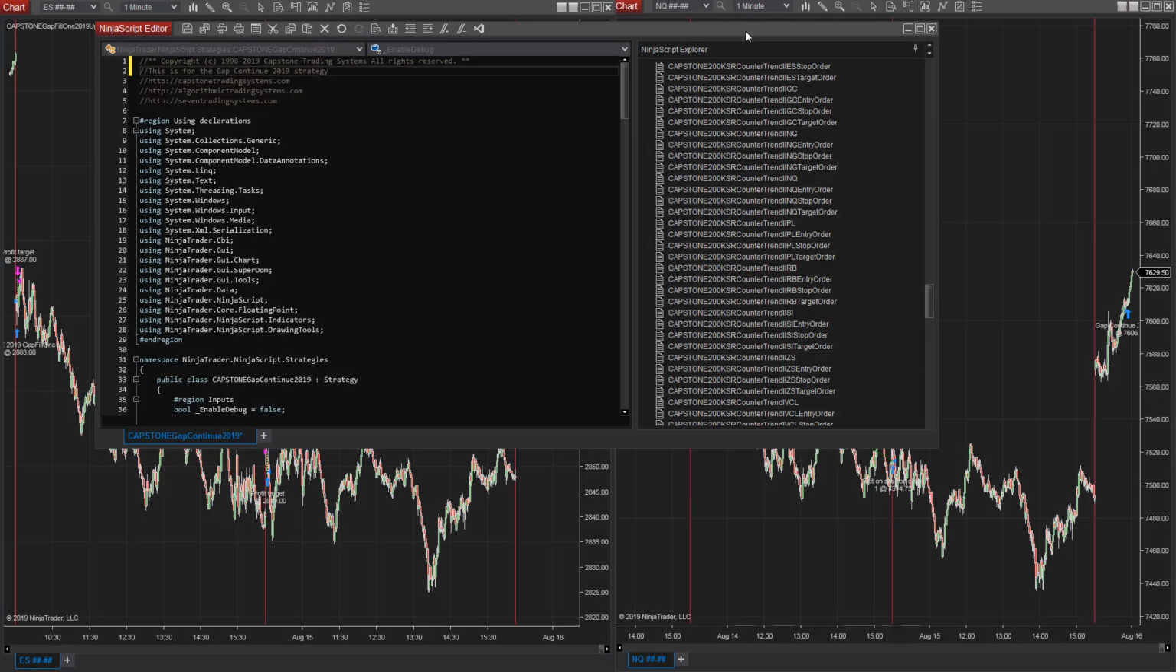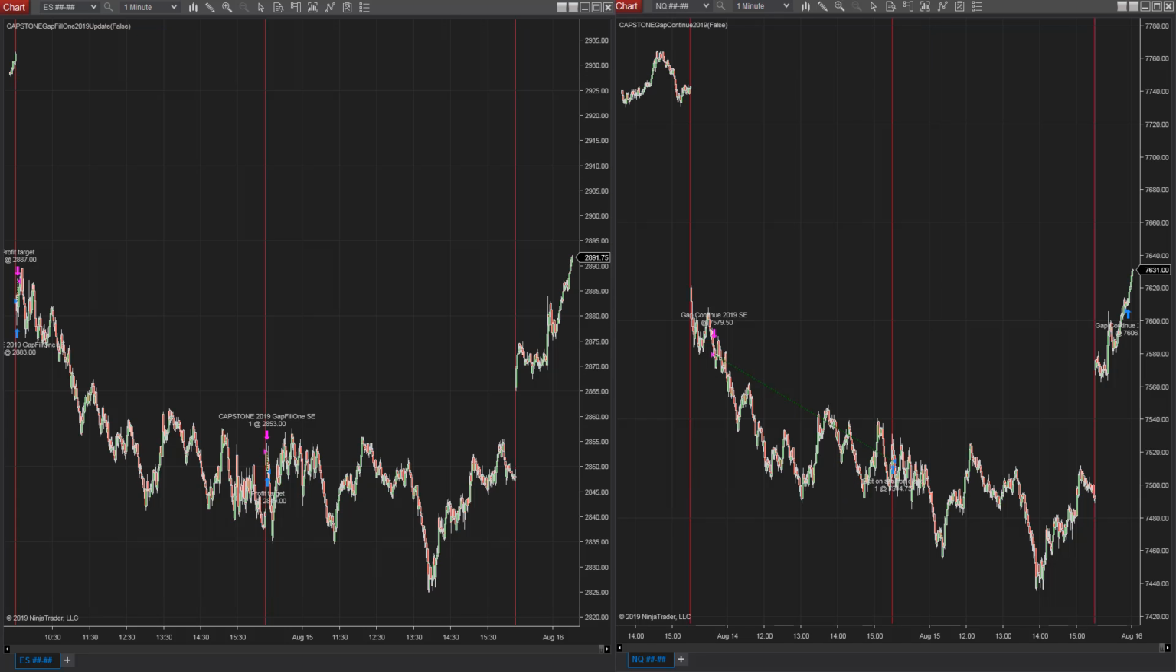So I finished the update for Gap Continuation 2019 for NinjaTrader 8. I'll be uploading that to the members area today for 7 trading systems for the S&P futures. This is the beginning of the code. It doesn't show the rules, but you can get those in the members area. Here is what it looks like on the chart.